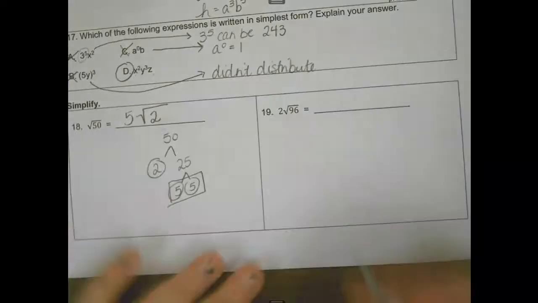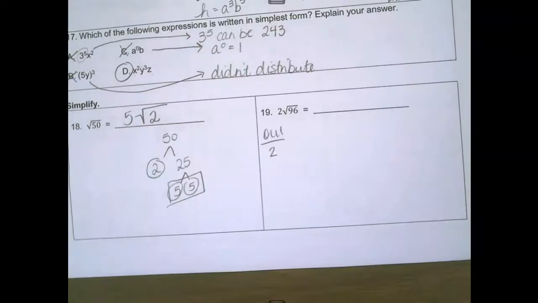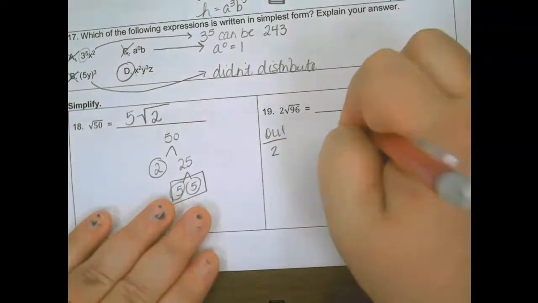Okay, so let's look at this one. I already have an outside one, so I'm going to make a note of that, because a lot of us forget that. So I'm going to break down 96.